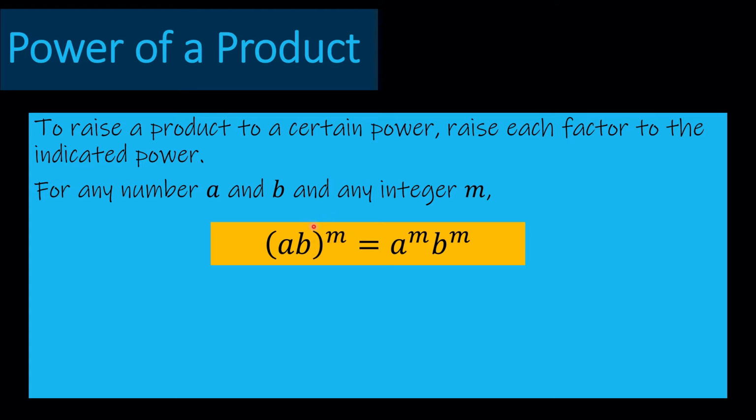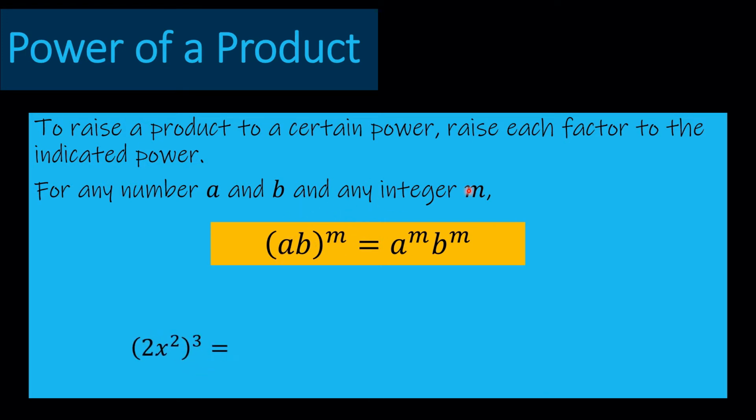m is a power. So what we're going to do to solve this kind of problem is just raise each factor to the indicated power. Again, in our given, the factors that we have are a and b, meaning we're going to raise the power m to each of the product. That's why we have a to the power of m, b to the power of m. So you look at this as somewhat similar to the distributive property, but in this case we are distributing the exponent or the power to each of the factors.